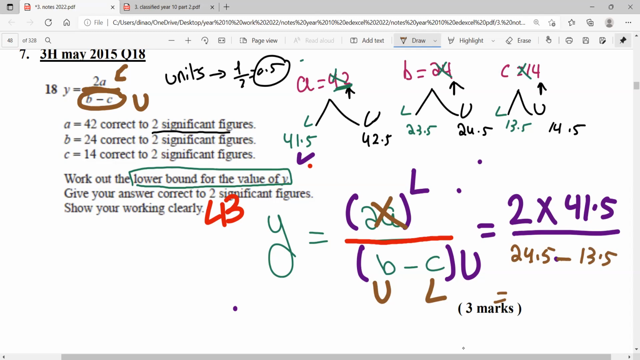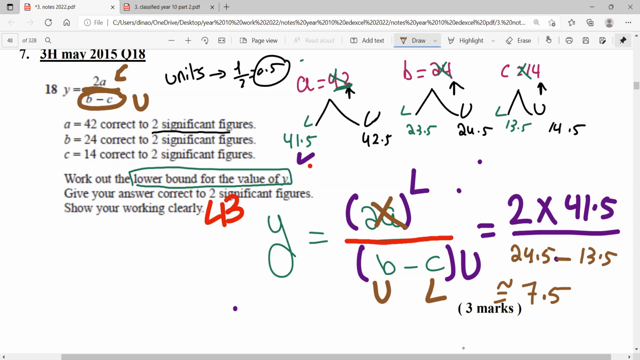And then I place all of this on the calculator: 2 times 41.5 over 24.5 minus 13.5. It asks to round to two significant figures. After rounding to two significant figures, the answer is 7.5.